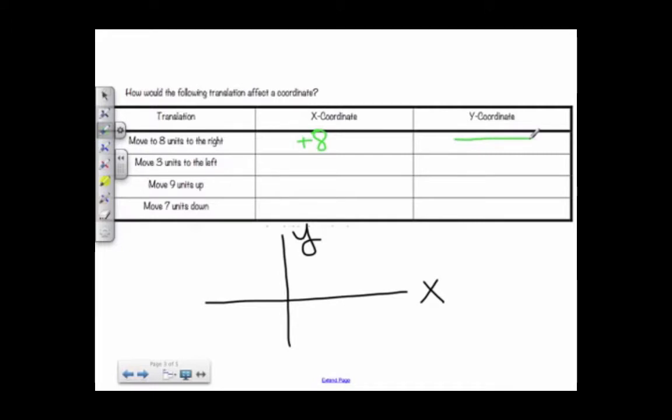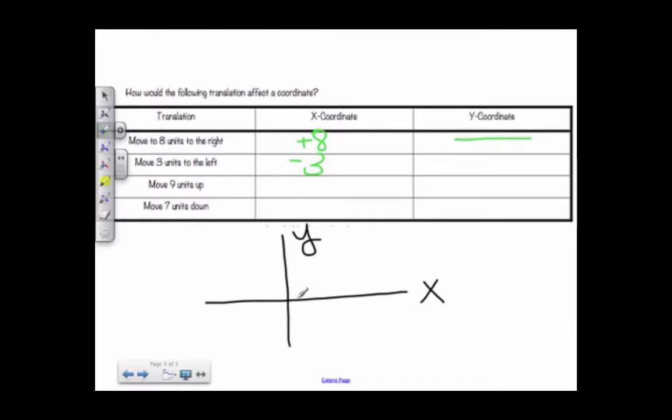If you could press pause and try the rest of this chart, that would be wonderful to make sure you really get it. And then press play again and join me again and see if you get the right answers. Okay, so moving 3 units to the left means that it would also affect my x-coordinate. So I would change my x-coordinate by subtracting 3, because left is the negative side, so this is minus 3.